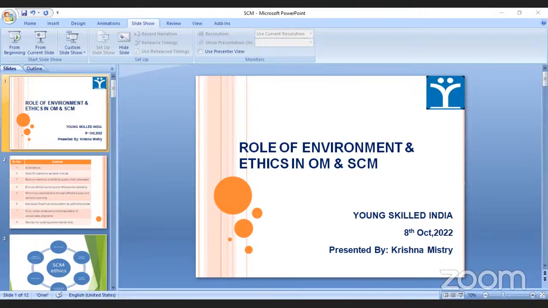The first content is SCM ethics. Second, specific actions to be taken include: third, reduce waste by simplifying supply chain processing. Fourth, ensure ethical sourcing and introduce transparency. Fifth, minimize overproduction through efficient supply and demand planning. Sixth, reduce fuel consumption by optimizing routes. Seventh, fully utilize containers and transportation to consolidate shipments.